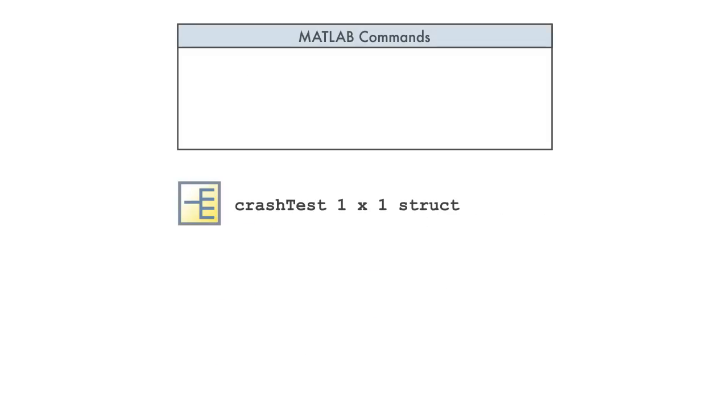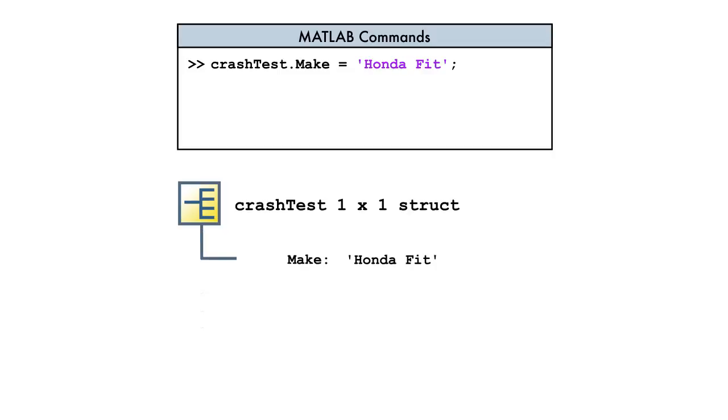To create a structure, we first type the variable name, here crashTest. We then use a dot to indicate that crashTest is a structure. We define a field name, such as make, and assign it the value Honda Fit. We add new fields to the structure using a dot as well. The variable crashTest is still a single structure variable, but now contains two fields, make and speed.